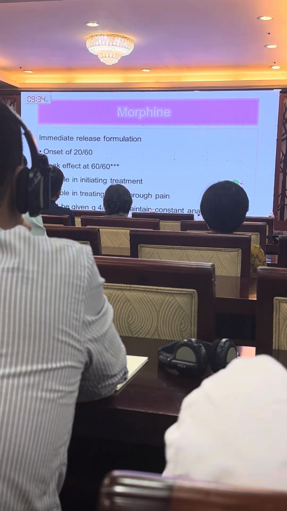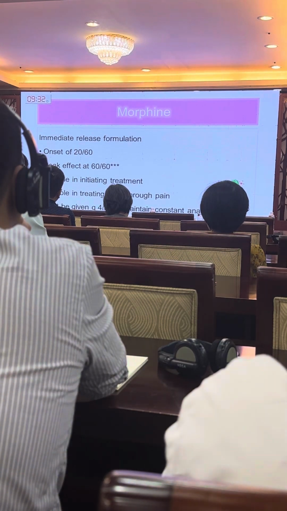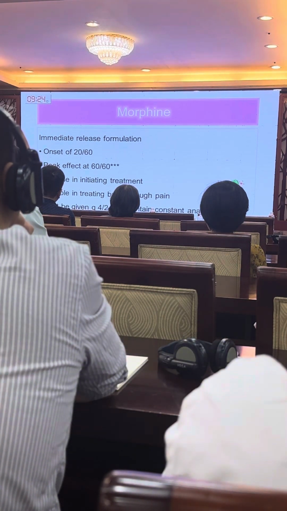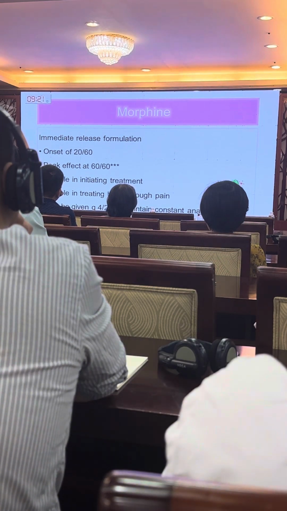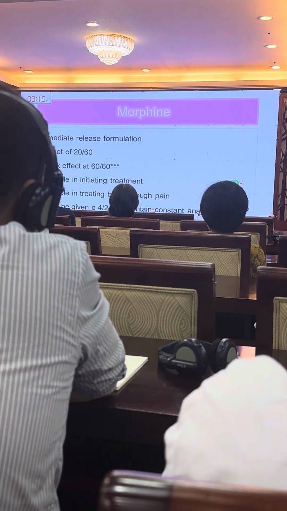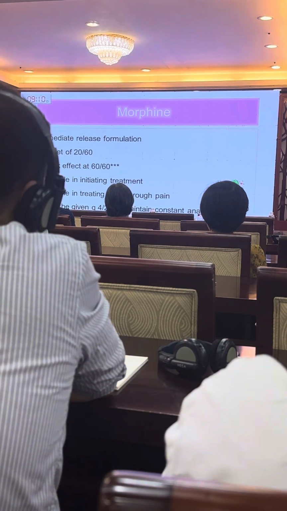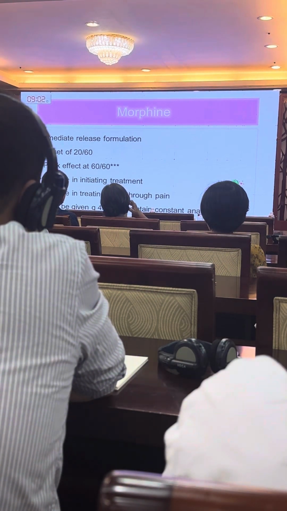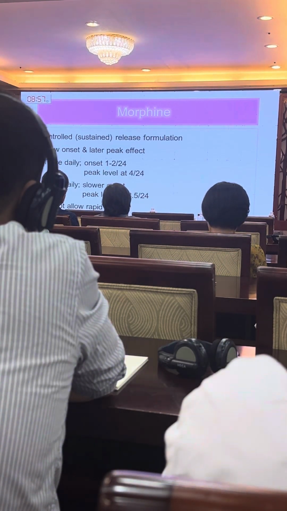Because of its fast onset and short duration of action, it's suitable for initiation of the treatment, and it's suitable for treating breakthrough pain as a rescue medication. However, if you would like to use morphine immediate release to maintain the treatment, you have to give it every 4 hours as a background around-the-clock dose because its duration of action is only 4 hours, except if your patient has low urine output or renal impairment.